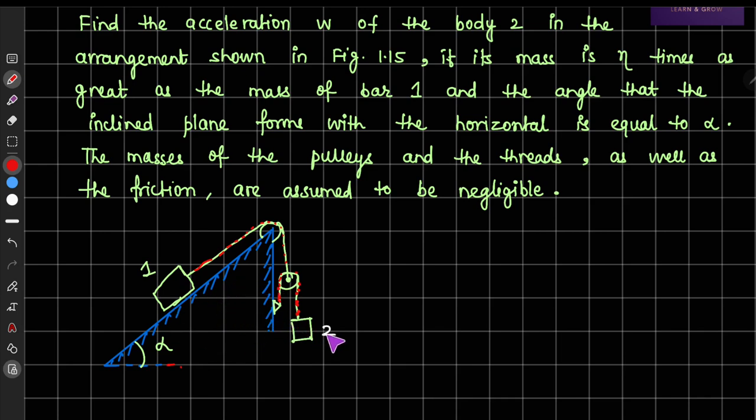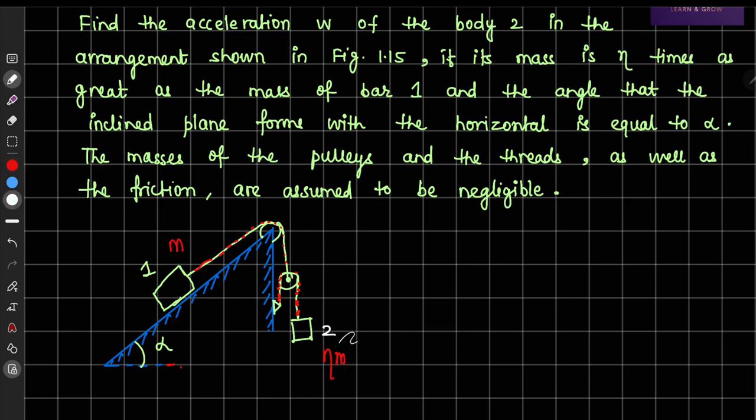In this particular case, we have to find the acceleration W of body 2 in this arrangement, where the mass of body 2 is eta times the mass of body 1. So let us say the mass of body 1 is m, so the mass of body 2 will be eta times m. Body 1 is placed on an inclined plane making an angle of alpha with the horizontal, and the masses of the pulleys and the threads as well as the frictions are assumed to be negligible.